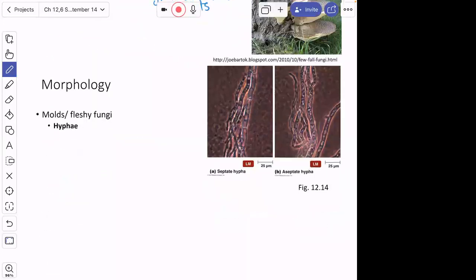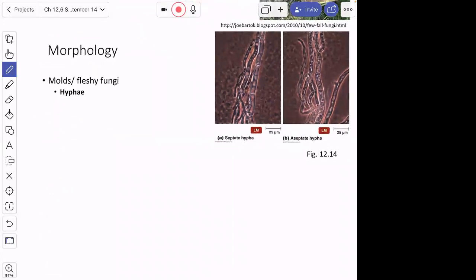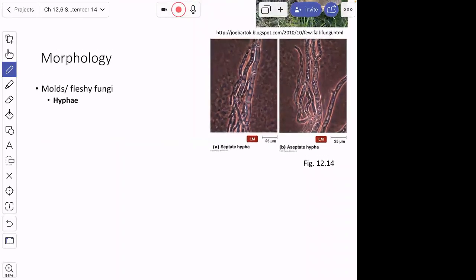Okay, so there's actually two different morphologies, or shapes, of fungi. We've got filamentous fungi, which encompasses molds, as well as fleshy fungi. So by fleshy fungi, I mean like mushrooms. And it's not obvious that mushrooms grow in filaments, but underground is where all the filaments are for a mushroom.